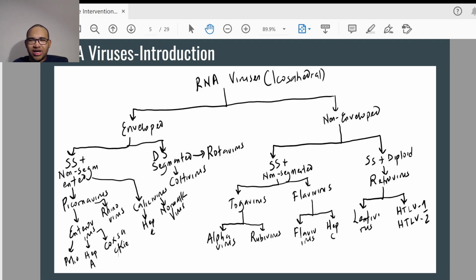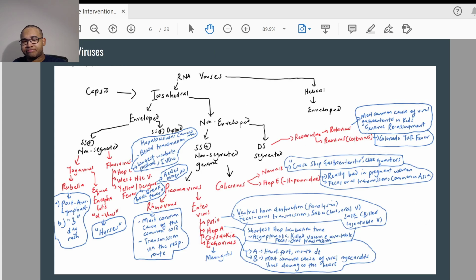So just think of it kind of like the algorithm that exists in First Aid, the gram-negative, gram-positive algorithm. Think of this as an RNA virus algorithm. I will encourage you to commit this to memory. It should help you tremendously on your test.